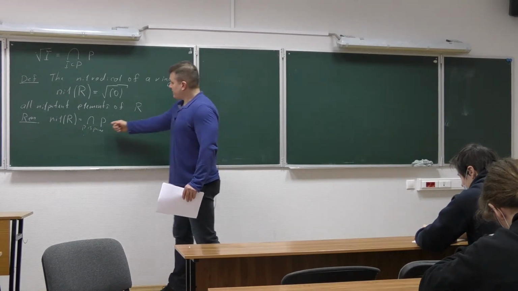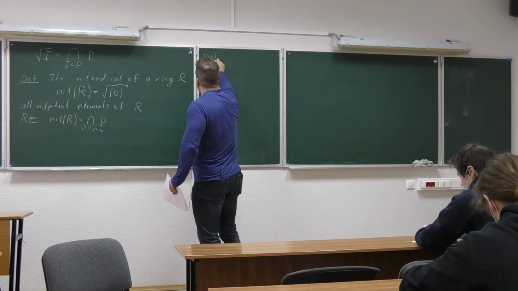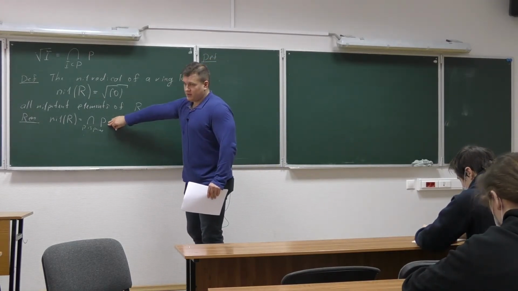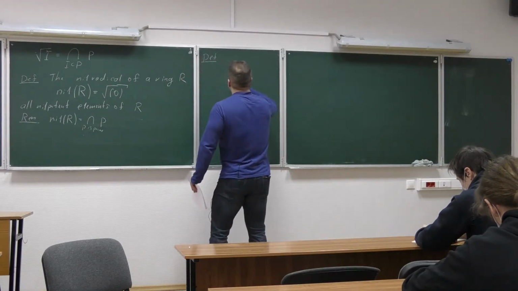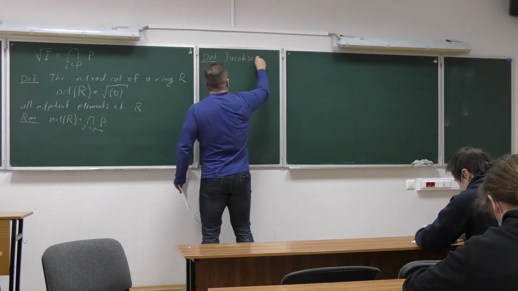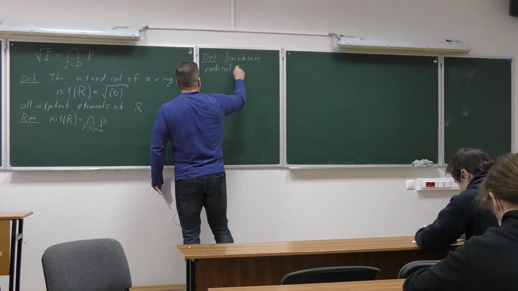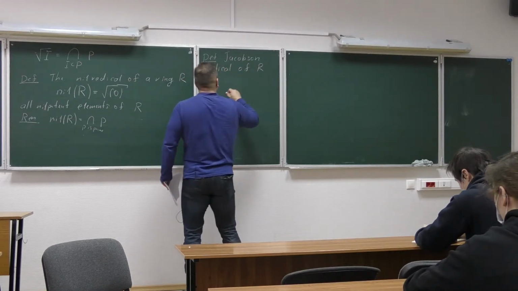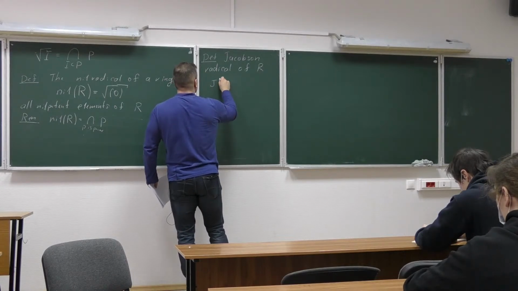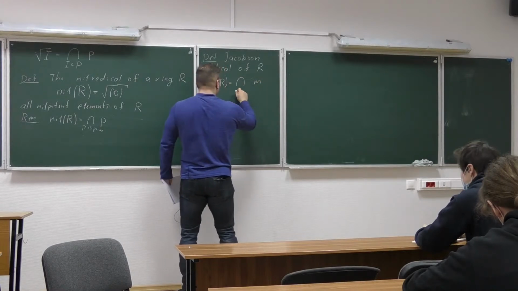So of course, if you just look at this remark, we can give the following definition. The following definition will also be reasonable. What if you just take the intersection, not of all the prime ideals, but only of maximal ideals? So this is called the Jacobson radical. The Jacobson radical of the ring R, let's use the notation J of R, is by definition the intersection of all maximal ideals.